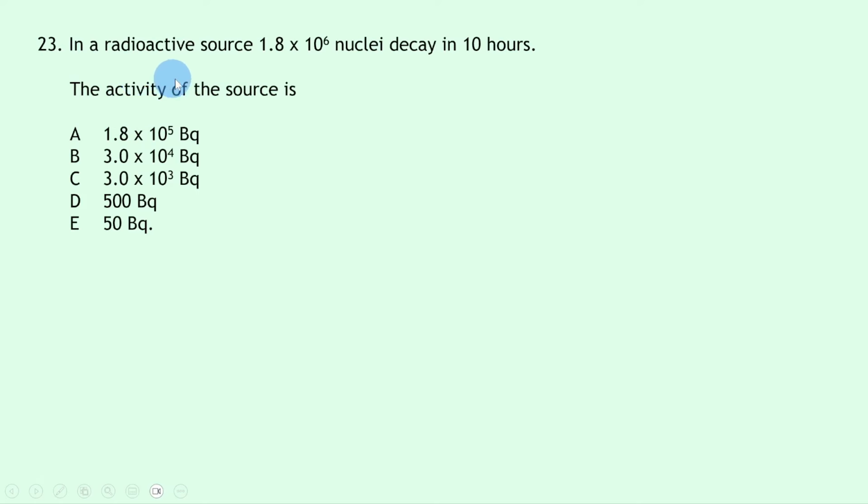Question 23 says, in a radioactive source, 1.8 times 10 to the 6 nuclei decay in 10 hours. The activity of the source is. Well, because we've got the number of decays in a time here, we're going to use our activity equation, A equals N over t. Substituting in the numbers gives 1.8 times 10 to the 6 divided by 10, but notice how we've got hours and we want that in seconds. So to get from hours into seconds, we need to times by 60 twice. So we have 10 times 60 times 60 on the denominator there, and putting that into your calculator should give you an answer of 50 becquerels, which is the answer E.